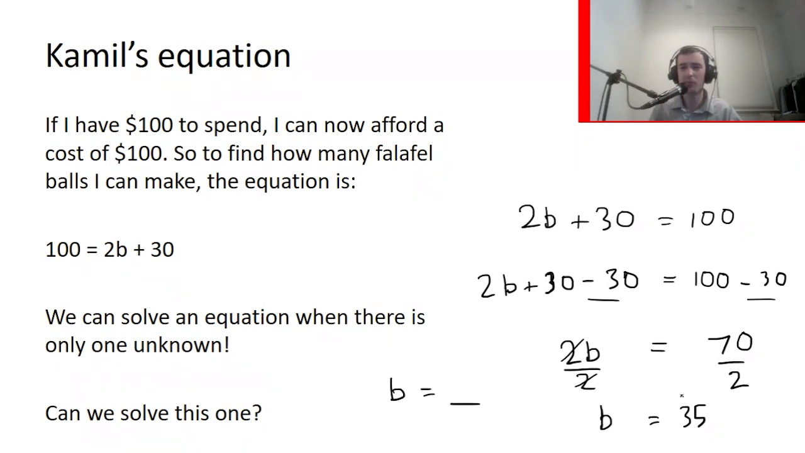What does this mean again? Keep in mind that b was the number of falafel balls. So that means if you can spend $100 in this situation, you can make 35 falafel balls.